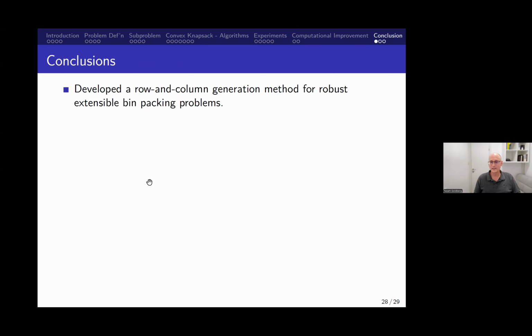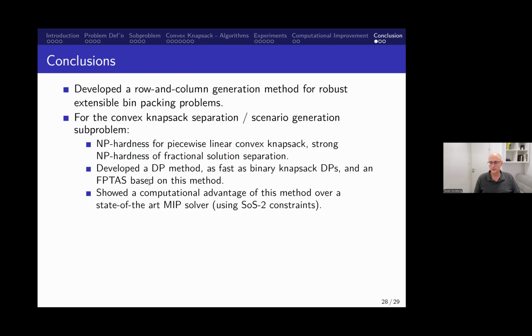I think we're really at the end in terms of time, but the conclusion is just to summarize. We focused on theoretical aspects as well as computational for the subproblem. We have some approximation and complexity results for this specific special case of convex knapsack. And we have a dynamic program that's as fast as a binary knapsack using some structural properties of the problem. We were able to show that, and we get improvements in practice using this DP compared to state-of-the-art MIPs.